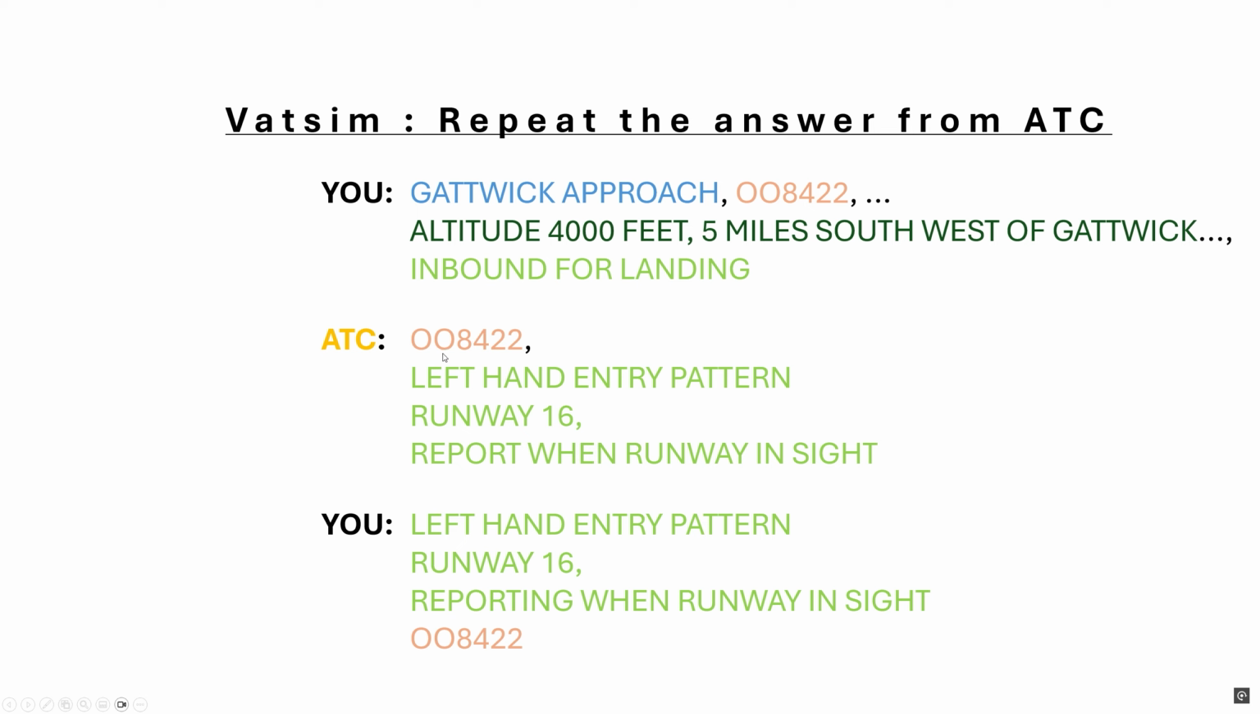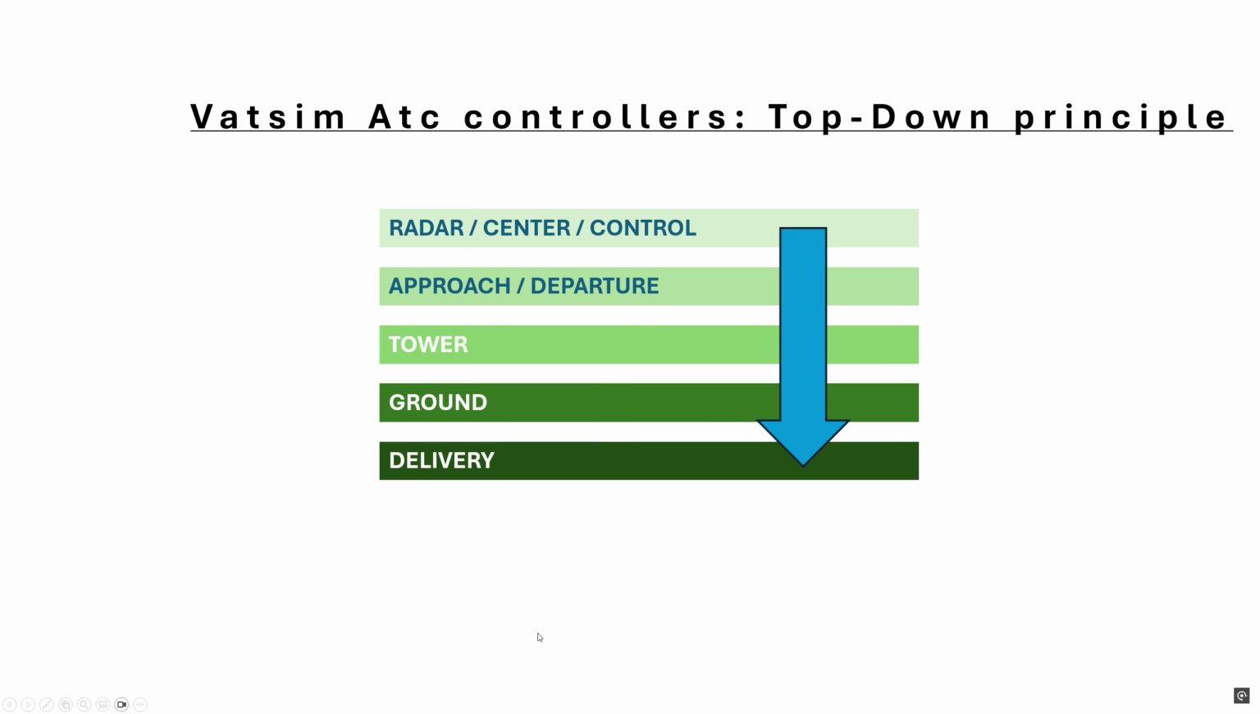And they would answer then something like Oscar, Oscar 8422, left-hand entry pattern, runway 16. Report when runway in sight. And you would typically answer and repeat it by saying left-hand entry pattern, runway 16. Reporting when runway in sight. And you append Oscar, Oscar 8422.